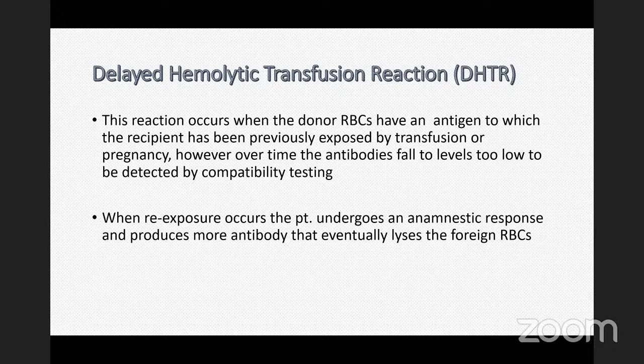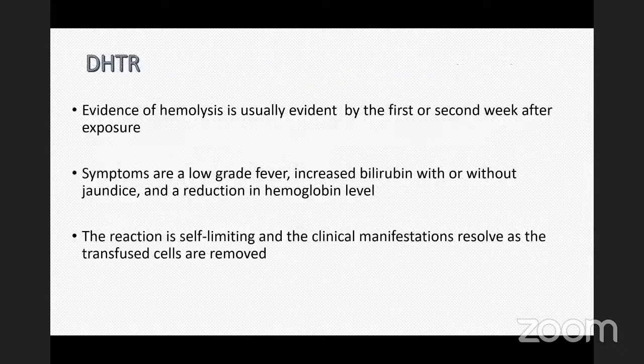So next is the delayed hemolytic transfusion reaction. This reaction occurs when the donor RBCs have an antigen to which the recipient has been previously exposed, through transfusion or pregnancy, for example. However, over time, the antibody falls to a level too low to be detected by compatibility testing. When re-exposure occurs, the patient undergoes an anamnestic response and produces more antibody that eventually lyses the foreign RBCs. So the evidence of hemolysis is usually evident by the first or second week after exposure. That's why from its name it's delayed.